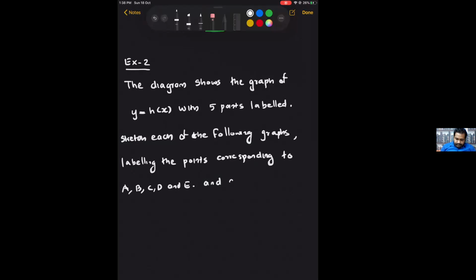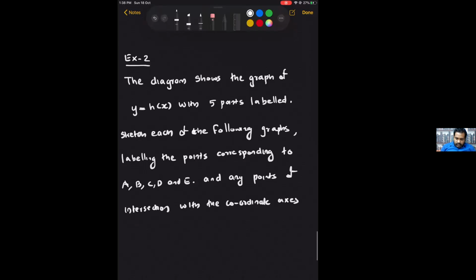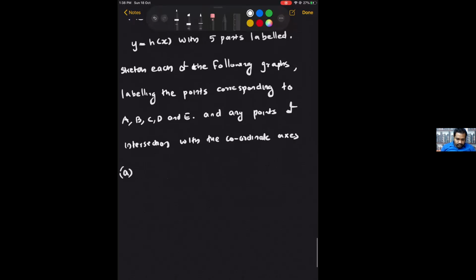And any points of intersection with the coordinate axis. So question number 1 is y is equal to modulus of h of x. Question number 2, y is equal to h of modulus of x.